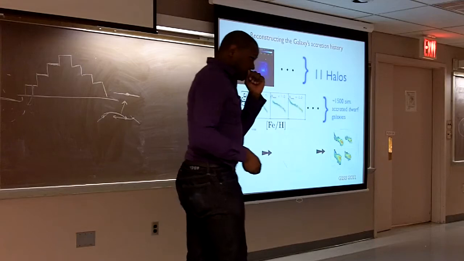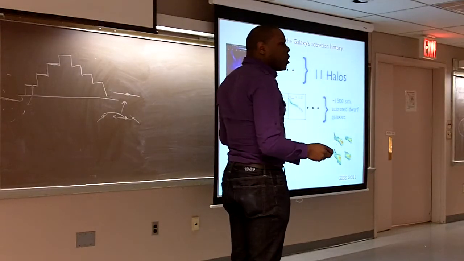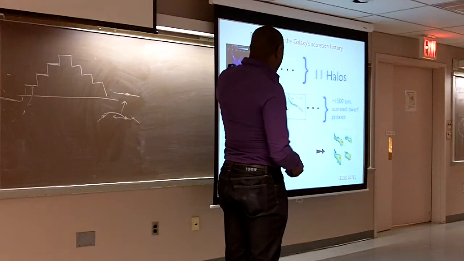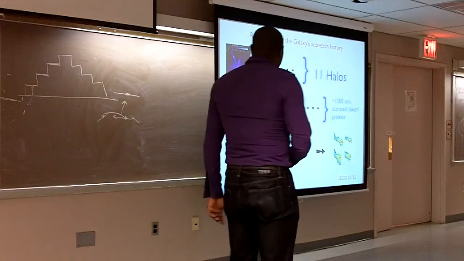So by 1,500, you mean 1,500 per realization? No, I mean 1,500 total. Overall realizations. Overall realizations, yes. And so each halo has a subset of that 1,500 in them.